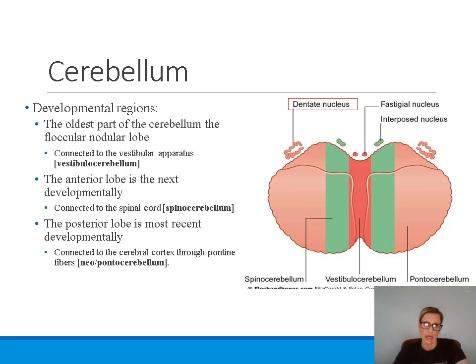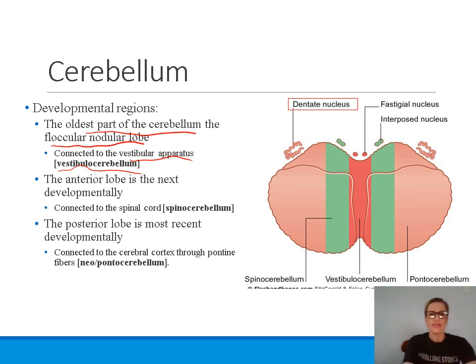All right, so we will look at more specific regions of the cerebellum. The cerebellum has multiple developmental regions. As we look at evolution, there are regions that have been there longer, and there are regions that are newer and then even newer. So the oldest part of the cerebellum is the floccular nodular lobe. The floccular nodular lobe is connected to the vestibular apparatus, so we refer to it as the vestibulocerebellum.